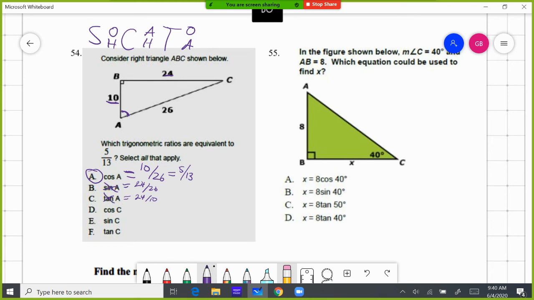Cosine of C. So now we're jumping over to this angle over here. Cosine is adjacent, which is 24 in this case, over the hypotenuse. No, that does not simplify. The sine is opposite over hypotenuse. So that's going to be 10 over 26. So that one does simplify to 5/13. And then the tangent of C would be opposite 10 over adjacent 24. And that wouldn't work. So A and E are the correct answers.